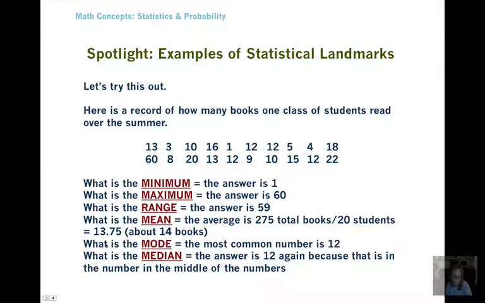Now let's look closer at the data. Look at the mean for a moment. What effect do you think that 60 books had on this? In this example, there are a lot of students who read between 10 and 13 books, so the 60 books doesn't change the data as much as it could if there were only about 5 examples and 60 was one of them.